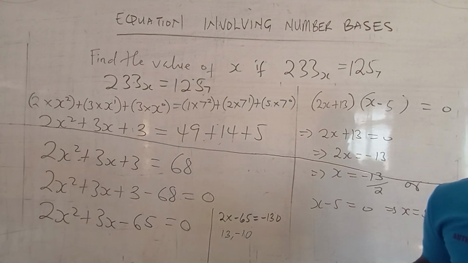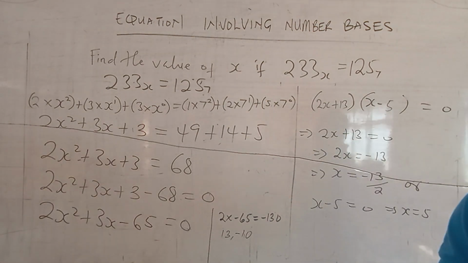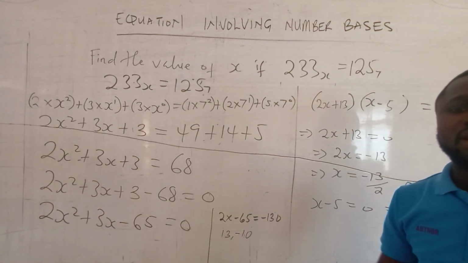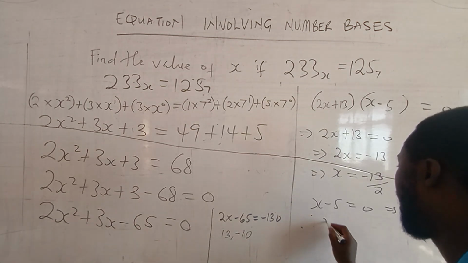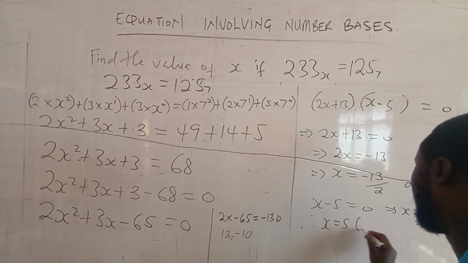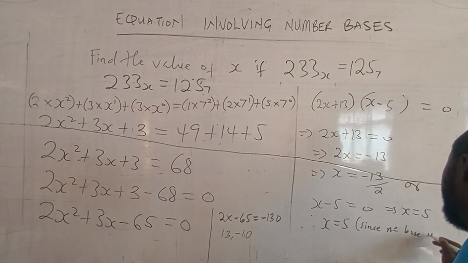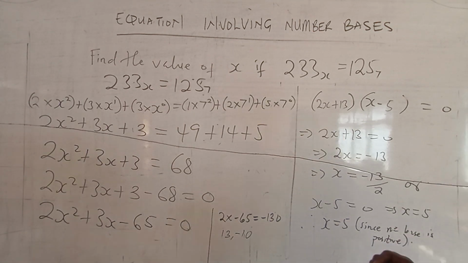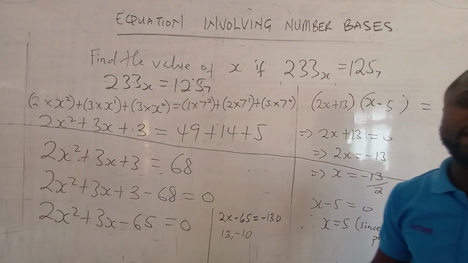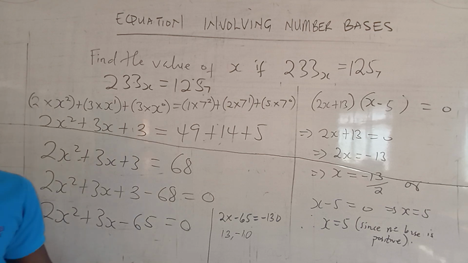But because we are dealing with number bases, we cannot substitute minus 13 over 2 here. It will not work. Our number base is always positive. So then we conclude that, therefore, our x is equal to 5, since number base is positive. Alright. So our answer becomes x is equal to 5, since number base is positive. So this is our answer for today.